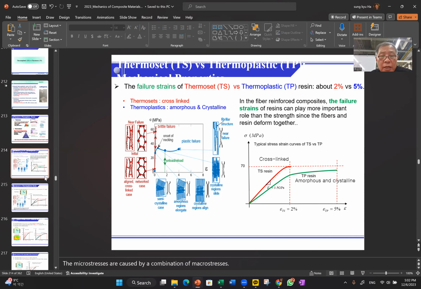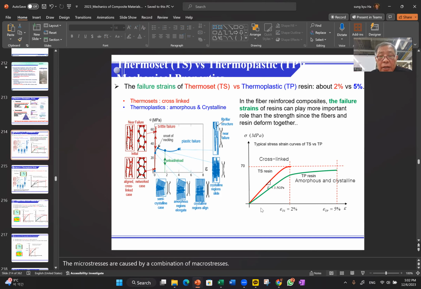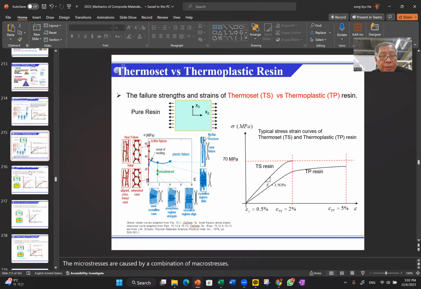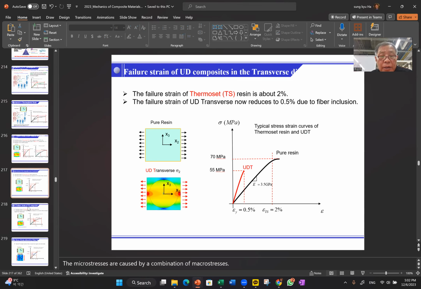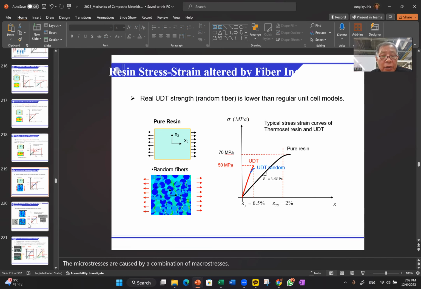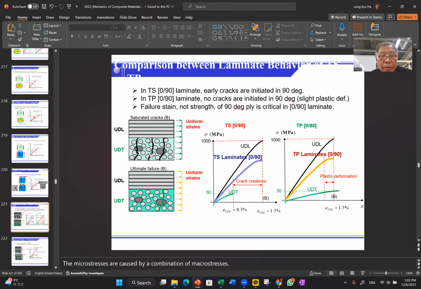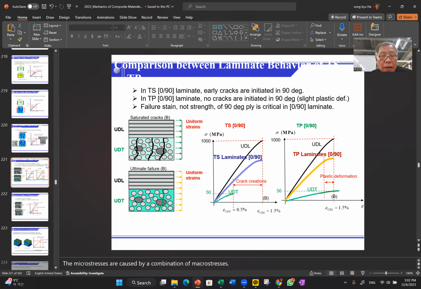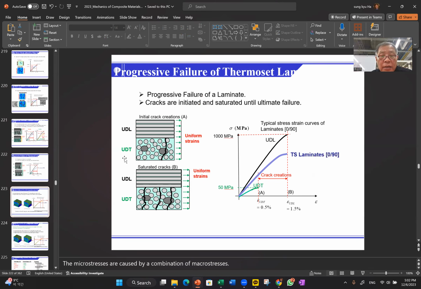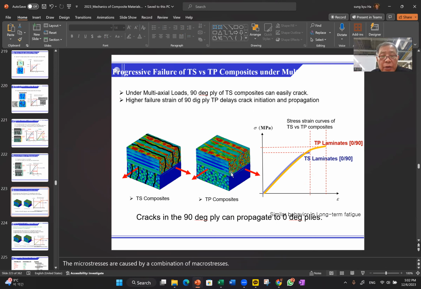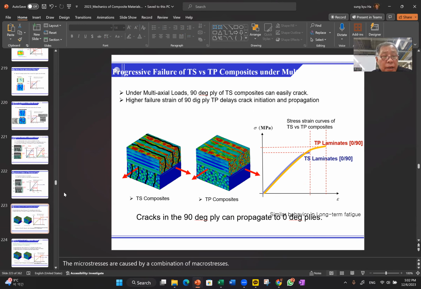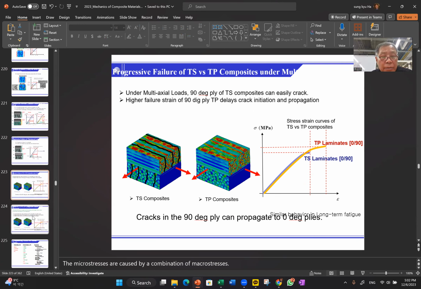If we do a stress strain curve, this is very typical for thermoset and thermoplastic. Thermoset is very brittle and cross-linked, and thermoplastic in general has a lower strength, but a very large failure strength. Well, not always, but this is a typical behavior. Okay, so if we have a 0/90 laminate, with thermoplastic and thermoset, we could imagine different behavior. So let's say the extreme case is a 0 and 90 under a certain load case.